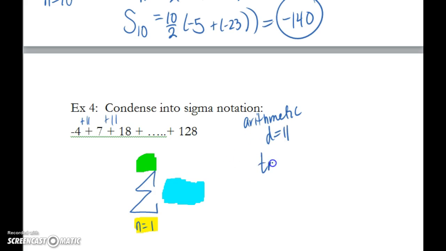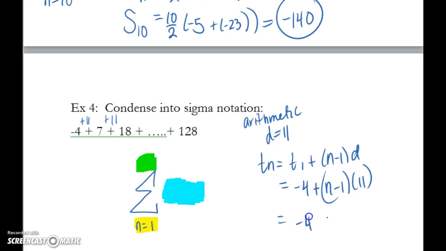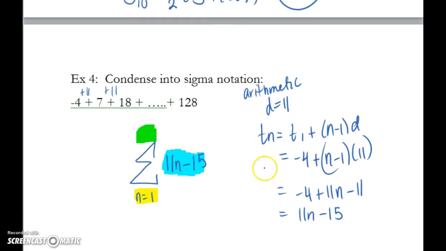So the formula for any term of an arithmetic sequence is t1 plus n minus 1 times d. t1 is negative 4, and we're going to leave n as generic. d is 11, and if we distribute to simplify 11n minus 11, we get 11n minus 15. So we're going to use that for our formula, 11n minus 15. And check, if you plug 1 in, do you get your first term? Yeah.